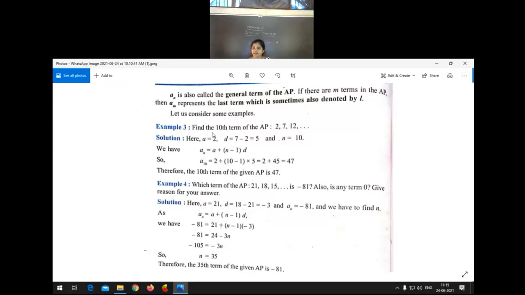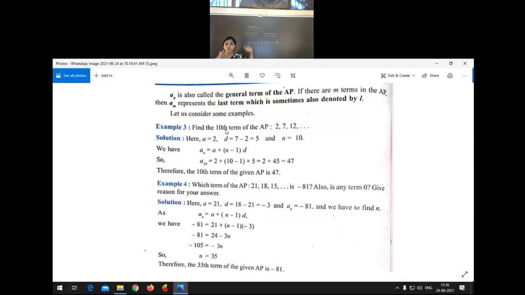Find the 10th term of the AP 2, 7, 12, and so on. What we have to find here is the 10th term. It is very easy. I think you have got the idea. How to find the 10th term of an AP? We just have to use this relation: an = a + (n - 1) d.